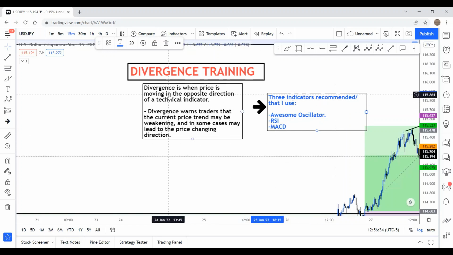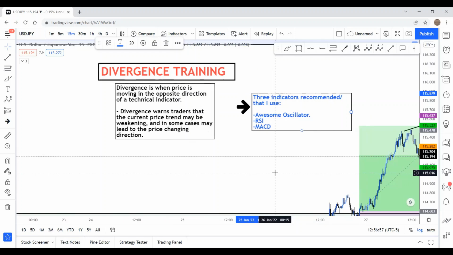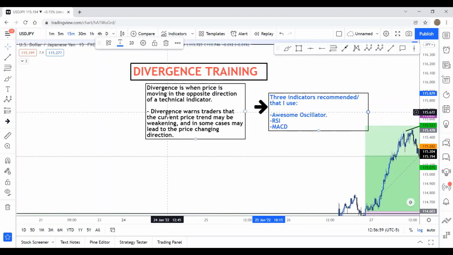So once again, what is divergence? Divergence is when price is moving in the opposite direction of a technical indicator. What technical indicators? There's so many you can use for divergence, guys. You can look at the awesome oscillator, RSI, the MACD. There are individuals that use volume indicators too. Divergence warns traders that the current price trend may be weakening, and in some cases may lead to the price changing direction.